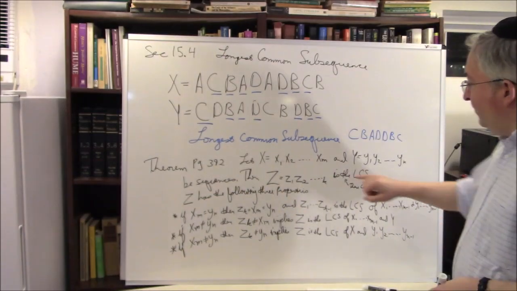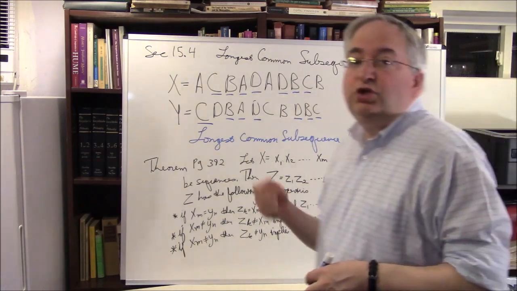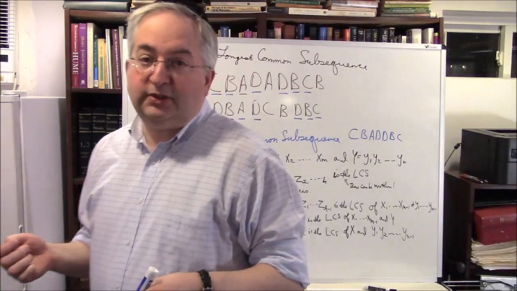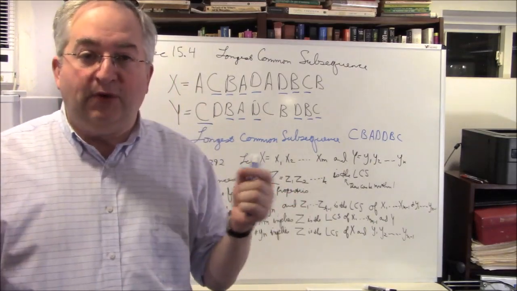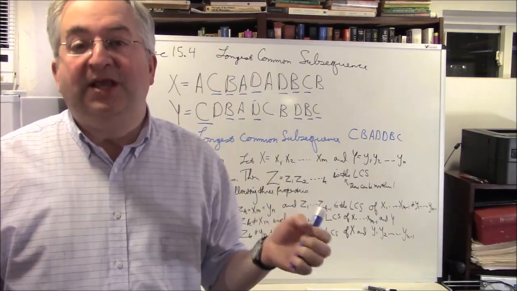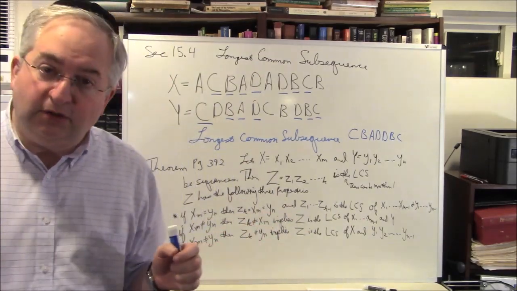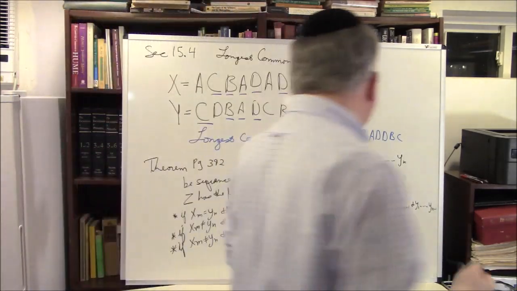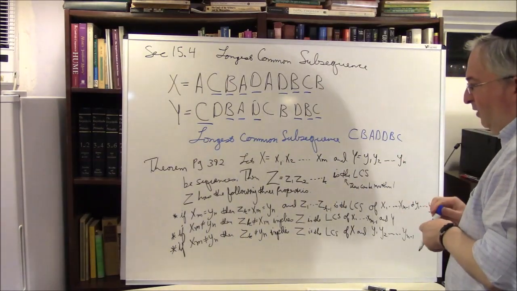Okay, by the way, z is the longest common subsequence. There could be more than one longest common subsequence. But the main point is, if you have two of them, they have to be the same length. They might be different sequences, but they have to be the same length. The longest means it has to be the same length. So there could be more than one. Okay, anyways, z has the following property.